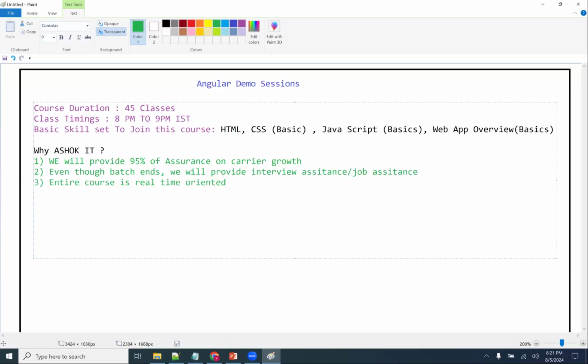Why do we need a real-time scenario? For example, when people ask you, hey, why do you need to use routing? What is the use of a routing guard? If you answer theoretically, then an immediate follow-up question will come. Did you use it in real time? In your project, did you use it in real time? What is the purpose? Why did you need to use it? You cannot answer unless you have an idea from a real-time perspective. That is the main point here.